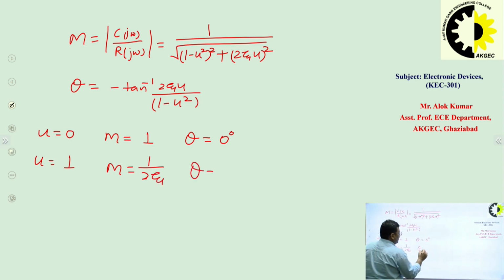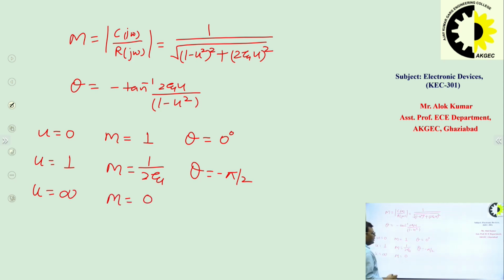And angle theta will be minus pi by 2. Similarly, if you put u is equal to infinity, then the magnitude will be 0 and angle theta will be minus pi. So we can see for different values of u, when we vary u from lower to higher, from 0 to infinity, the magnitude goes from 1 to 0 and the angle goes from 0 degree to minus pi radian. So we can plot this magnitude with respect to u.